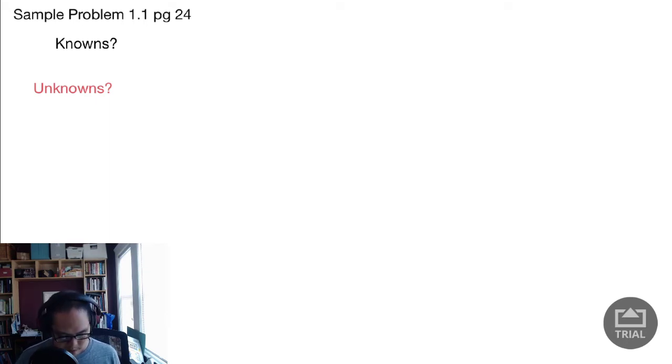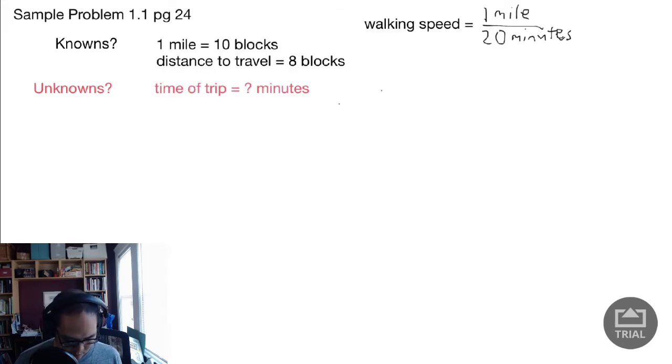All right, so let's fill this in, or actually pause right now and write down what you think your knowns are and what you think your unknowns are. All right, so here are mine. You want to get into the habit of writing your knowns as mathematical equations. So I wrote 1 mile equals 10 blocks. The distance to travel equals 8 blocks, and my walking speed equals 1 mile over 20 minutes, or the way you read that is 1 mile per 20 minutes.